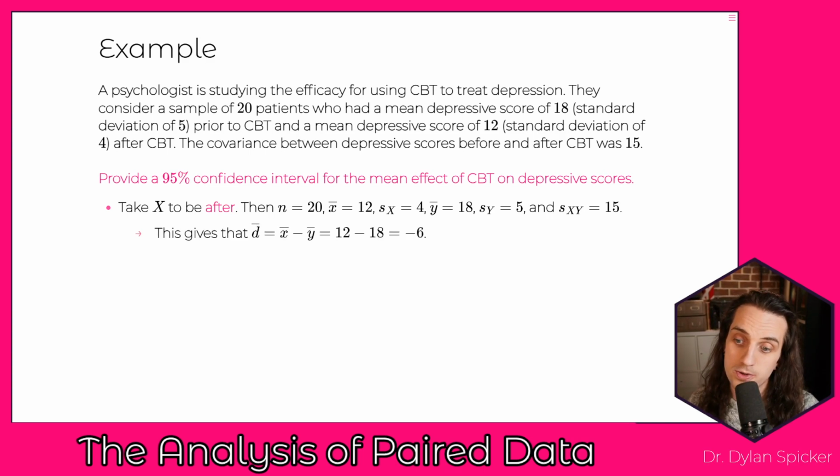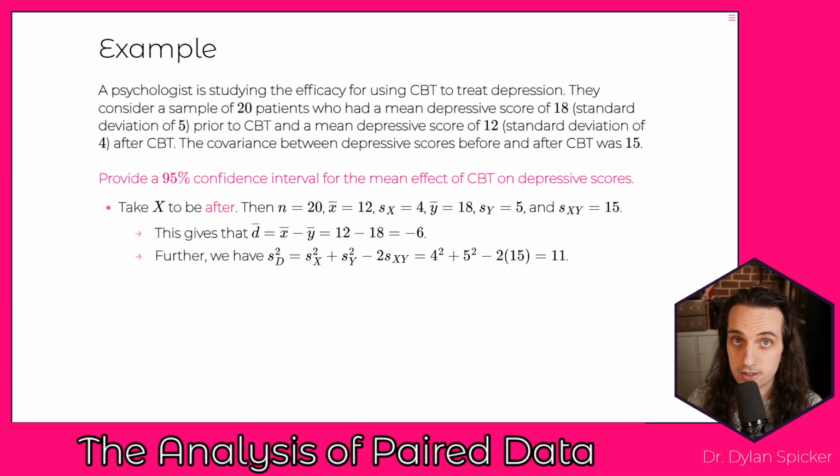So d bar, which is going to be the difference between x bar and y bar, is 12 minus 18, which gives us our negative 6 here. If you had switched which one was before and after, you would have gotten positive 6, and that will be totally fine. Our sample variance here is going to be the sample variance of x plus the sample variance of y minus 2 times their covariance. So 4 squared plus 5 squared minus 2 times 15. That gives us a sample variance of 11.